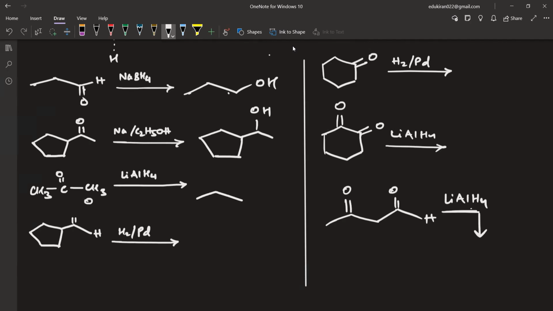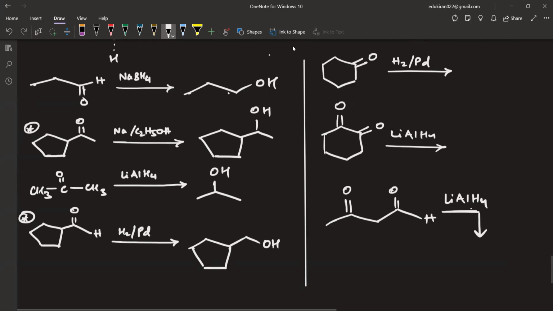OH. Next case we'll be having OH. So we had oxygen here. I hope you can see the difference between the second structure and the fourth structure here. It is a ketone here and it is an aldehyde here. So you'll have 5 carbon and then 6 carbon, and then you'll have an OH group. That's it.